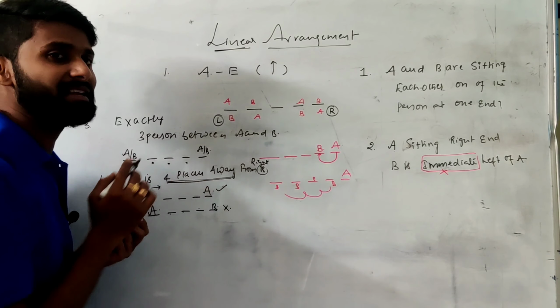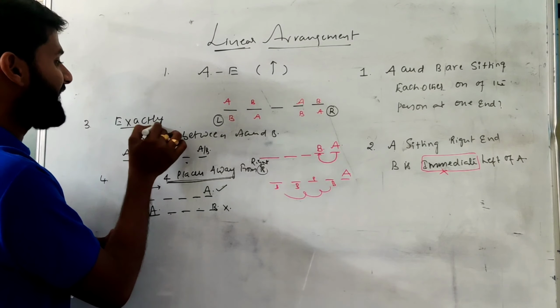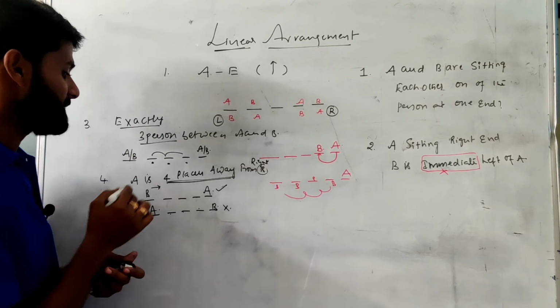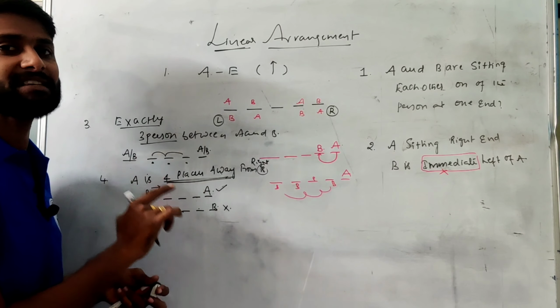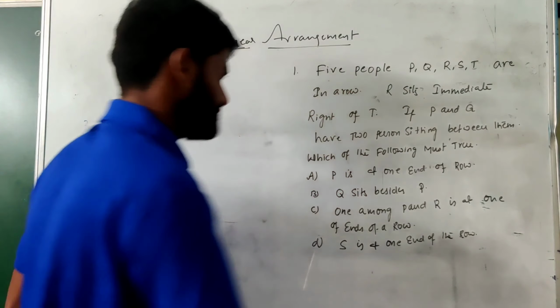Away from the right of B means we can indicate this is the correct possibility and this is the wrong possibility. So read the statement carefully. Clear? If it is exactly, we require 3 persons. 4 places away means exactly the 4th position, where the other person can be sitting. Okay, see the first question.